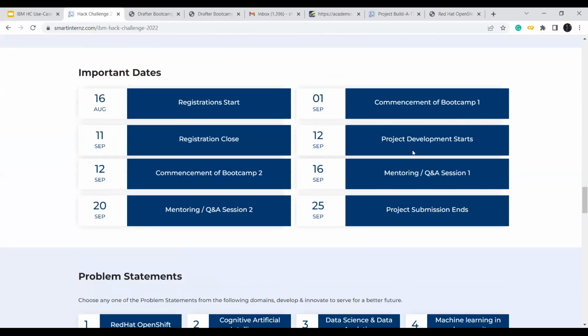Your project development basically started from 12th of September, and project submission ends on 25th of September. On the 16th we have mentoring Q&A session 1 and mentoring Q&A session 2 on 20th September, and project submission ends on 25th of September. So please start after choosing the project registration. You will be moving forward onto project development.